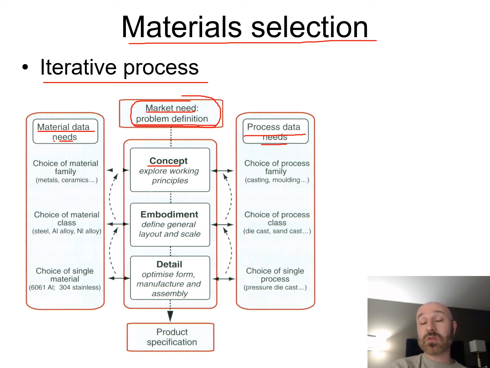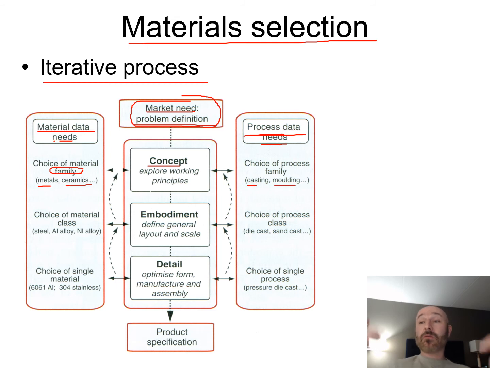If we're talking about the material data needs, we're starting at the higher end, the family. When we're talking about our concept, we're talking about what type of material, what choice of material. Is it a metal? Is it a ceramic? Whereas with the process data needs, we're again at the higher end, thinking: is it casting or is it molding? What is going to be the family of that process that we're going to use?